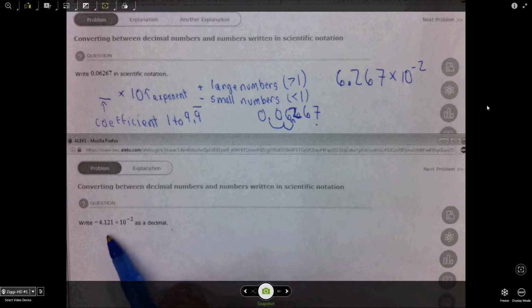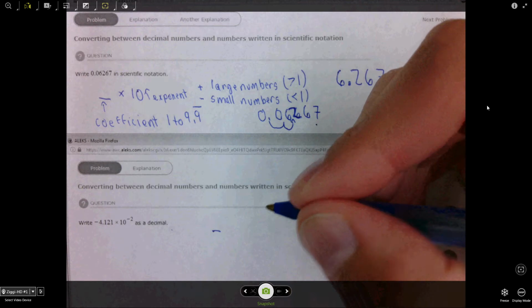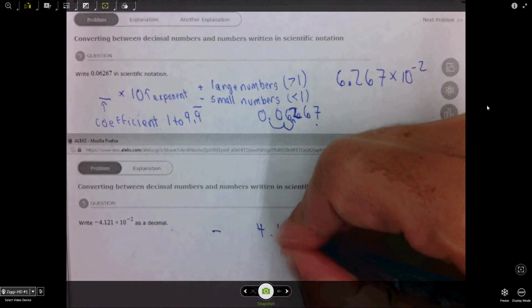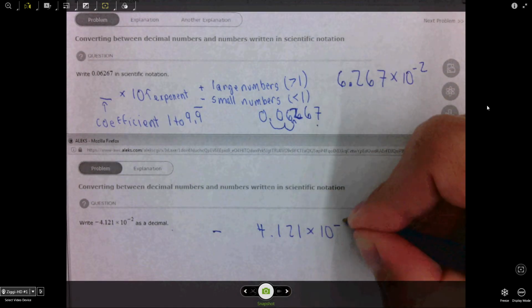In this case, we want to go in the opposite direction. I'm going to write the negative sign a little bit further away, and you'll see why in a minute. So we have 4.121 times 10 to the -2.